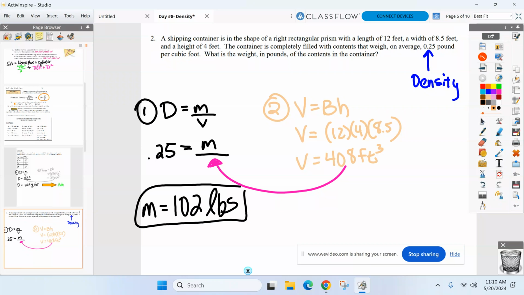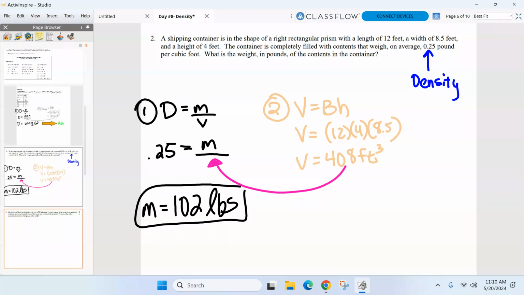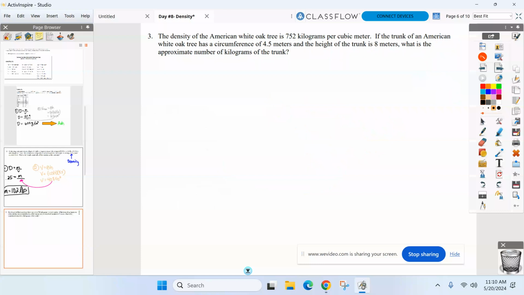Questions? All right, one more. I love this problem. Yep, we're going back to trees. An American white oak. I don't know. Are there other different types of white oak, Josh, that I don't know about? I guess our Canadian white oak, maybe. Sounds about right.